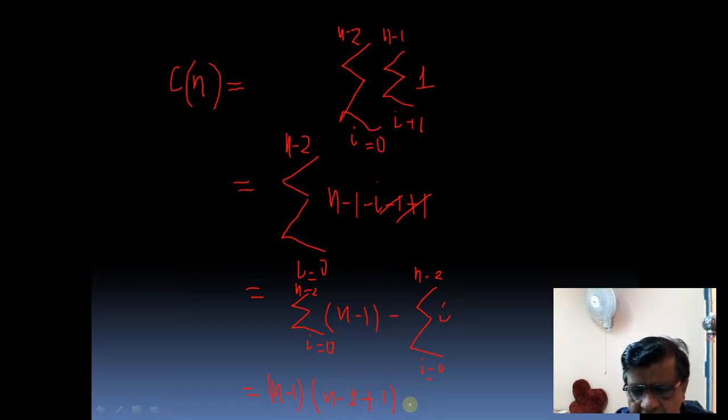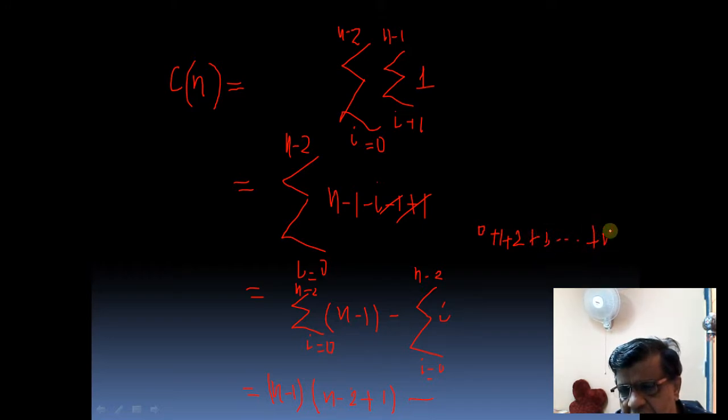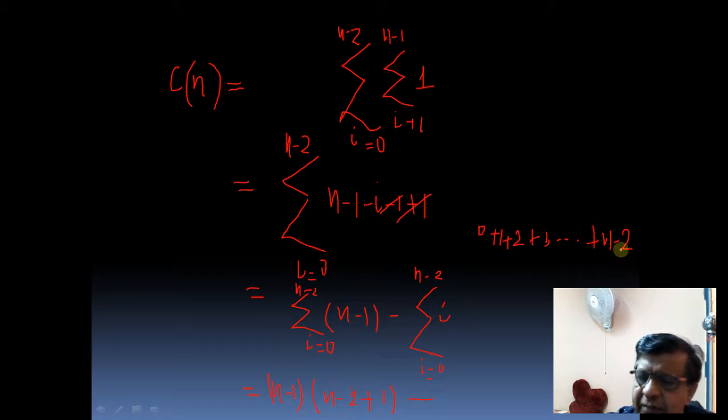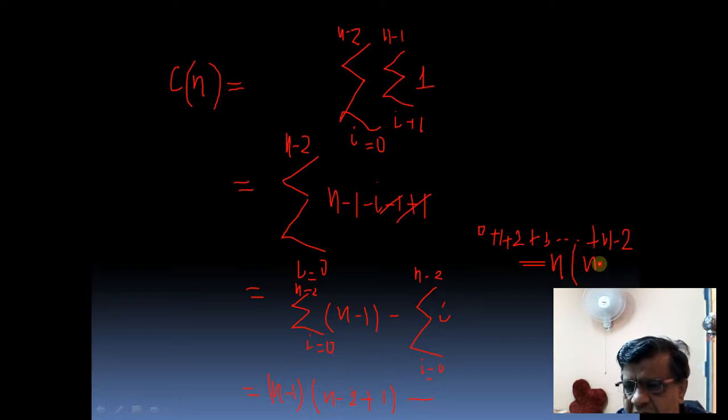Then minus, this is nothing but the series. You go on substituting values for i: 0 plus 1 plus 2 plus 3 and so on up to n minus 2. This is an arithmetic series. If the series runs up to n, the summation is given by n into (n plus 1) by 2. This formula you know, you have studied this maybe at middle school level.